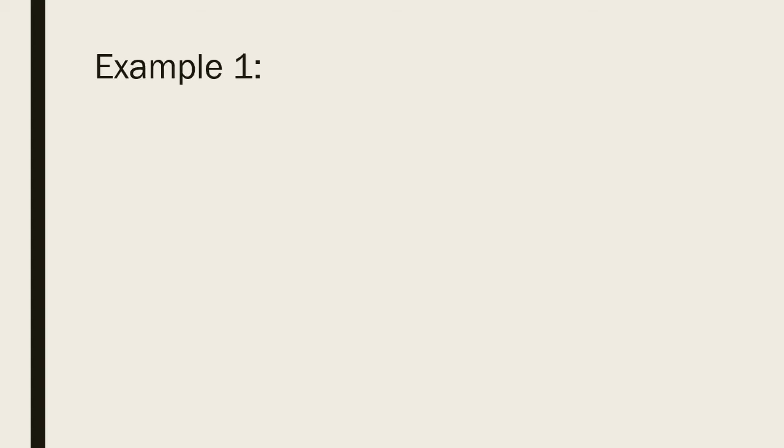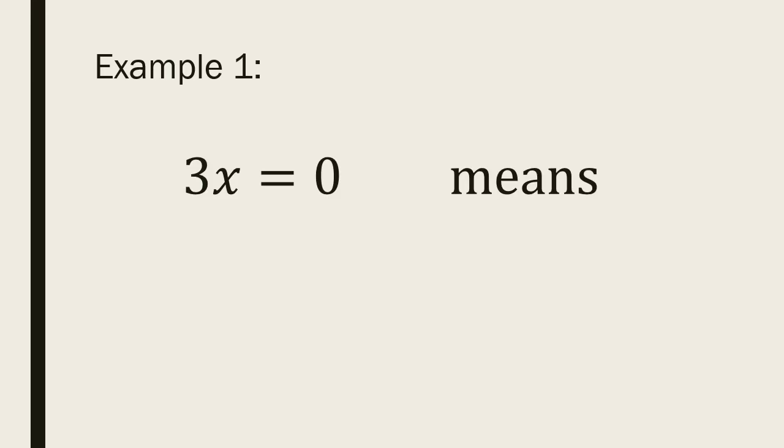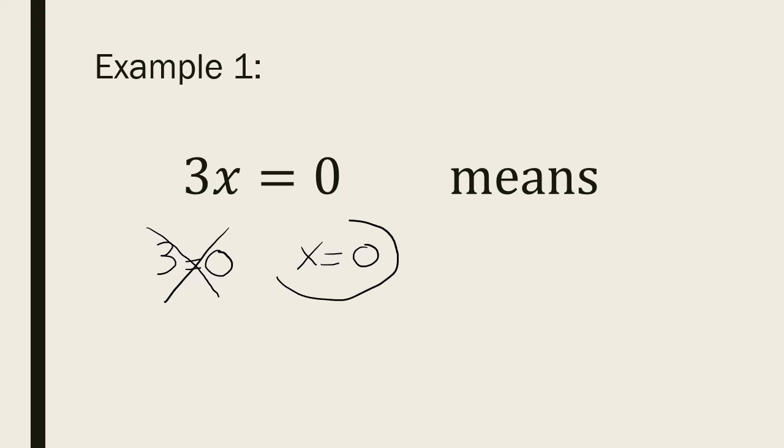Let's take a look at our first example. We have 3x equals 0, and we're trying to solve for x. We know that when we have 3x equal to 0, that means that either 3 is equal to 0, which is the first factor, or the second factor is equal to 0. And since 3 equal to 0 is not a true statement, we have to reject this answer and accept that we have one answer, which is x equal to 0.